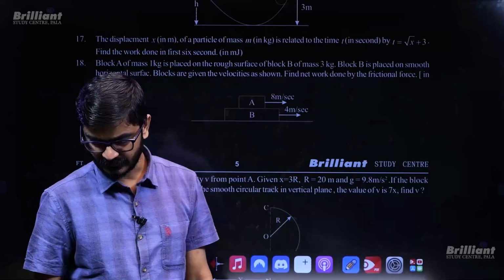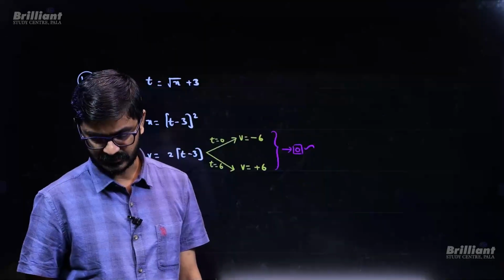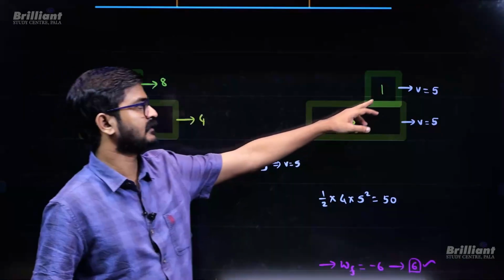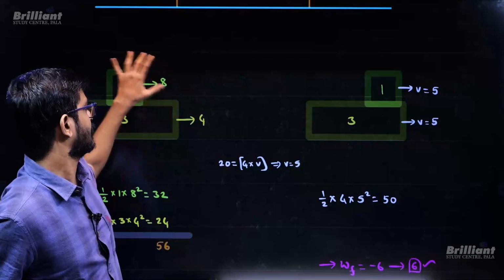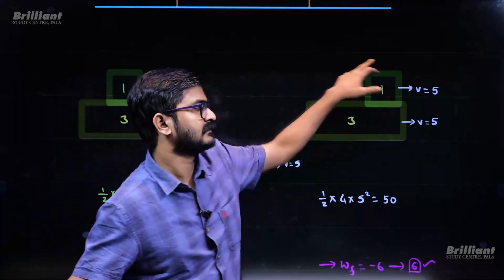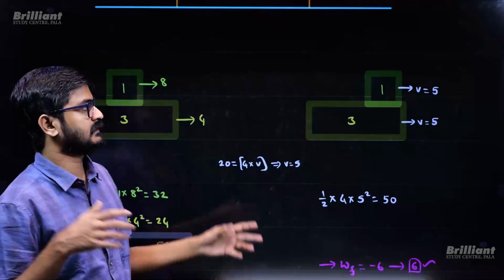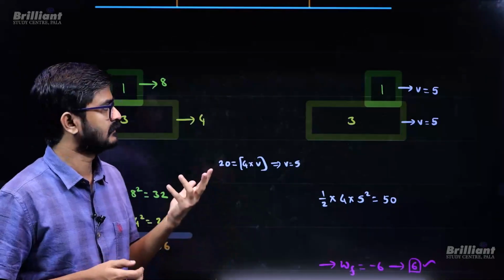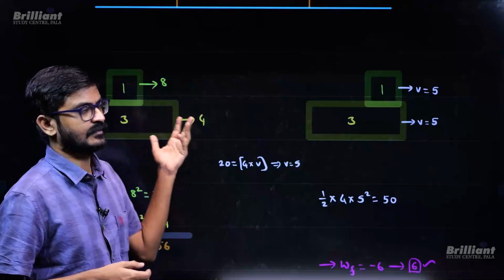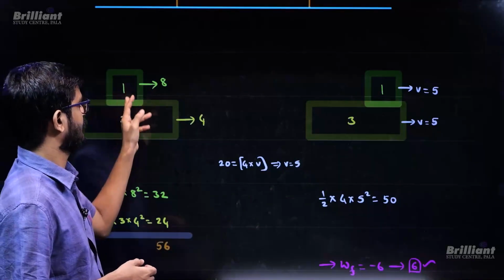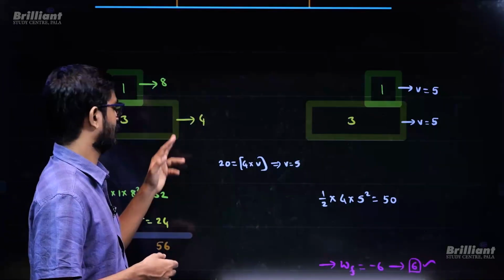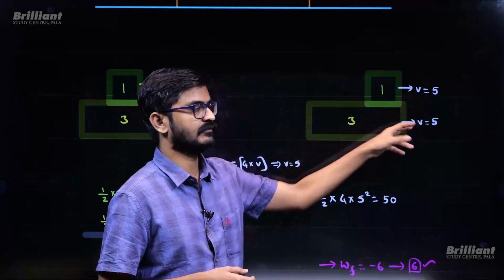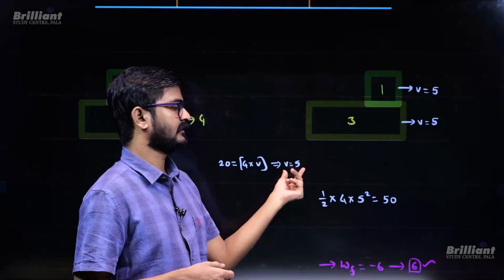So instead of going by the lengthy way, you can always go by conservation of momentum. These are the initial speeds. Finally they will be moving with a common speed, and if I consider this entire thing as my system, friction is going to be an internal force. So I can conserve momentum in the horizontal direction, right? Initial momentum is 8 into 1 is 8, 3 into 4 is 12, 8 plus 12 is 20. Initial momentum is 20, final momentum is 3 plus 1, 4, into v. So v equals 5.